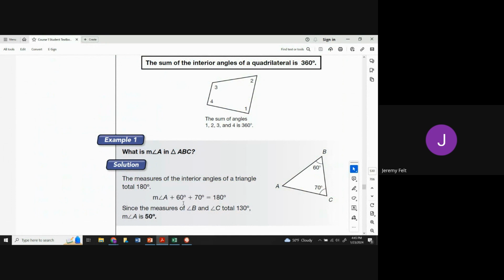We know they have to add up to 180. That's the total minus 60 and 70 that we know. That third angle has to be 50 degrees.